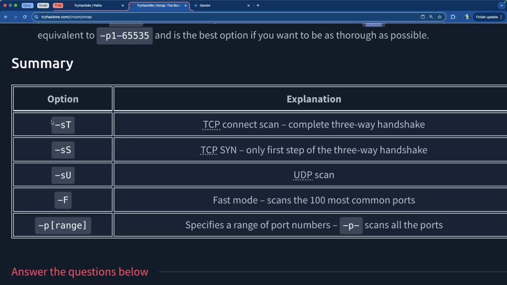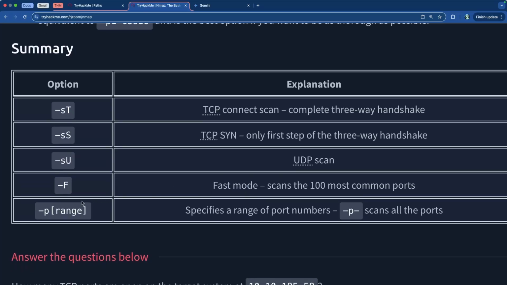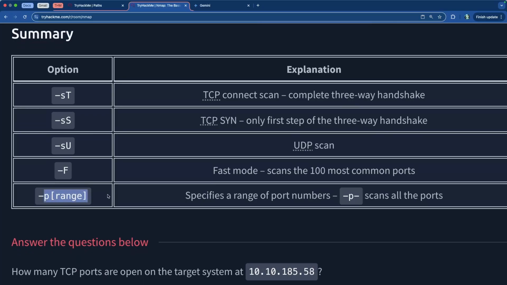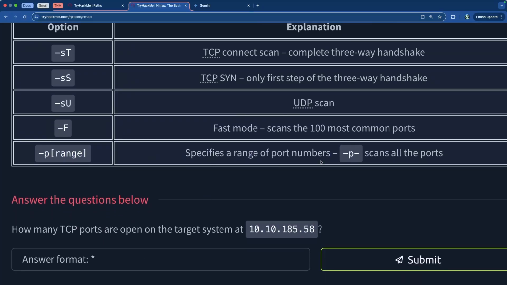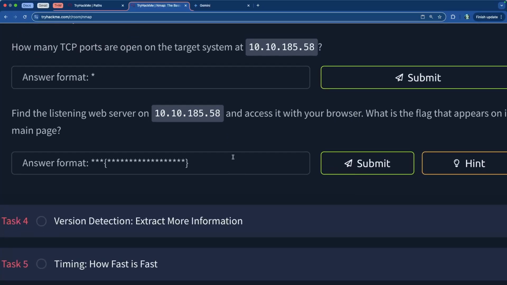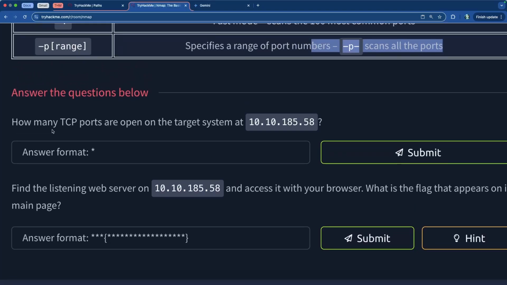So this is our summary. We have -sT that does a TCP connect. -sS does a SYN scan, which is just a stealth scan. -sU is the UDP scan. -F would be fast mode, which does the 100 most common. And then you can do -p range and then specify a range. And then -p- scans all the 65,000 plus ports. So now let's do some scans.